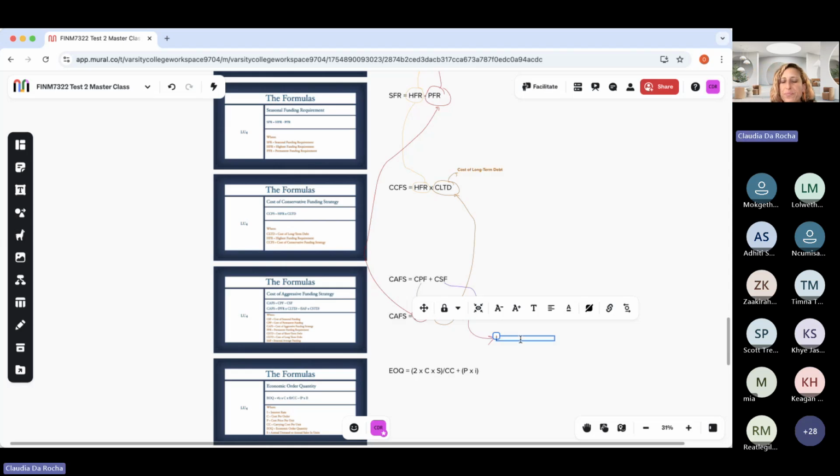Okay, so this one would be the sum of your seasonal funding, which would be the difference between your total funding and your permanent funding, and then we divide that by the number of months that we have funding for. Okay, so I'll recap that again.